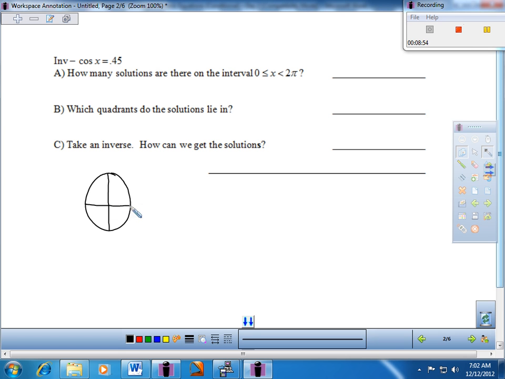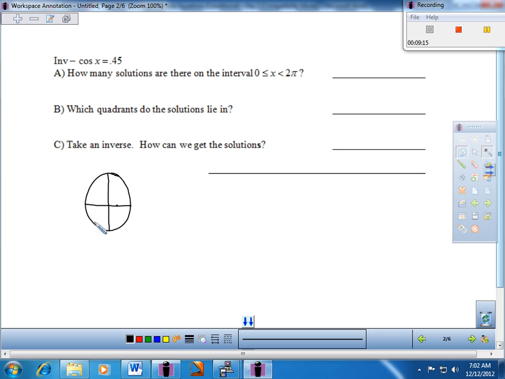So here's 0, here's an x value of 1, 0.45, I'll just sort of put right in here. Hopefully everyone's okay with that piece. Now, where would we get a cosine ratio of 0.45 as I go around? Well, I would probably get one up here somewhere. Does everyone kind of see that? So going up right here somewhere. Sounds good.